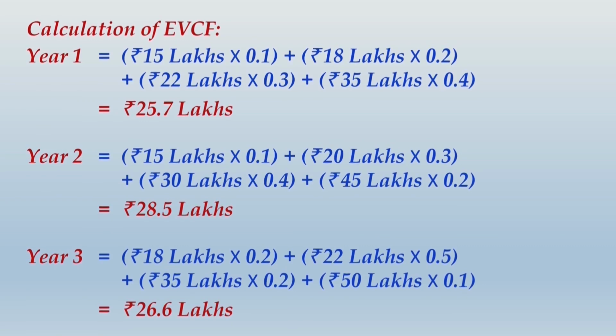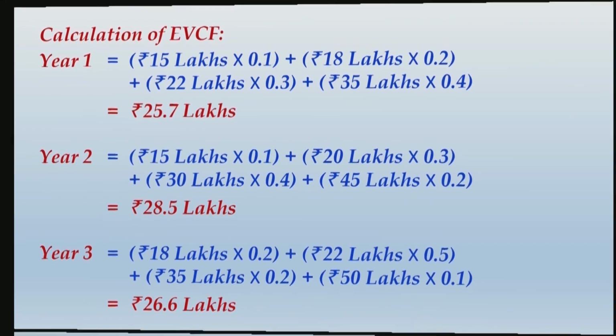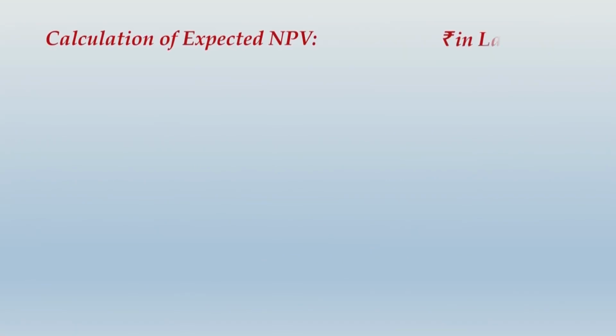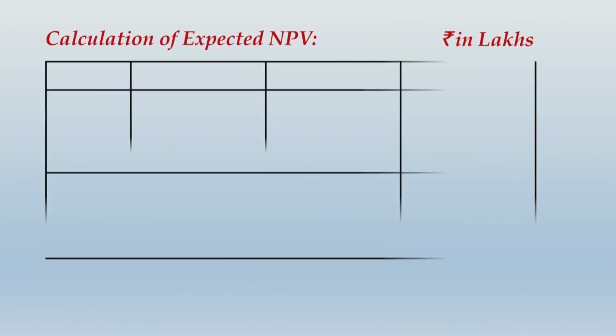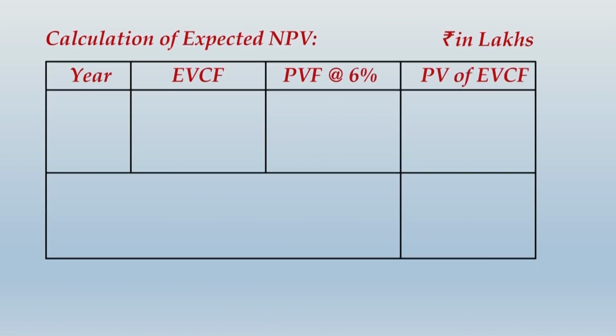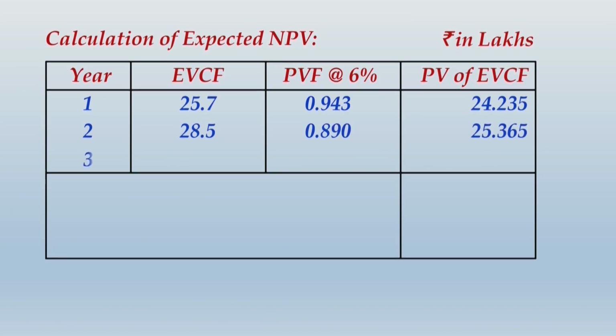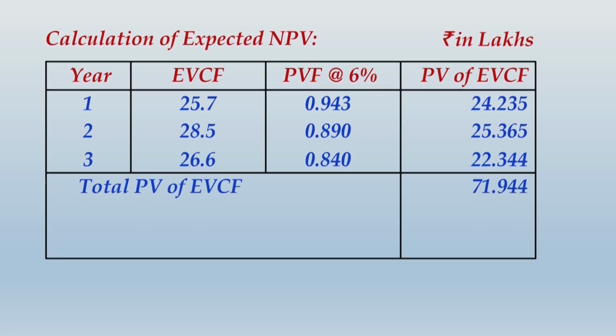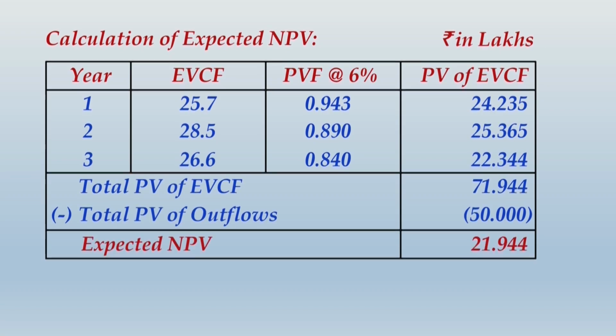Alright friends, once you have completed writing this entire working, let us move ahead and check the expected NPV calculation that you have done. I am sure you would have done it correct, but still please check each of your calculations, where the total PV of EVCF would come to 71.944 lakhs, and subtracting the PV of outflow, you get the expected NPV as 21.944 lakhs. So please check, and once you are clear with this, we move ahead.